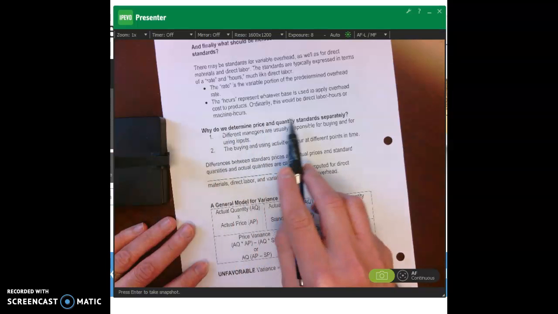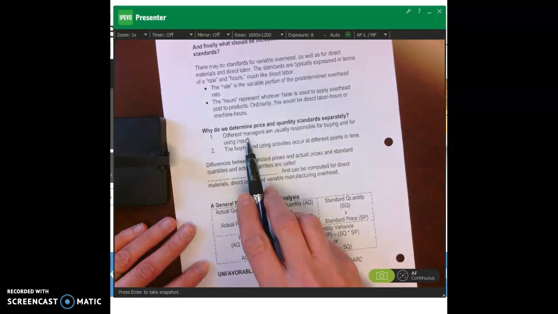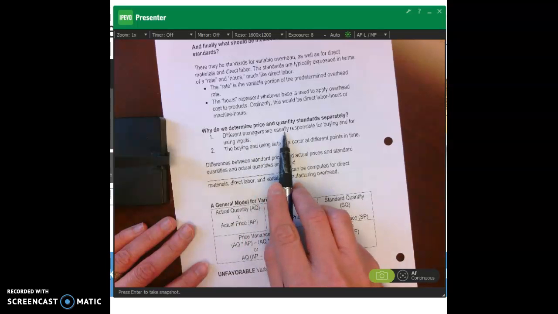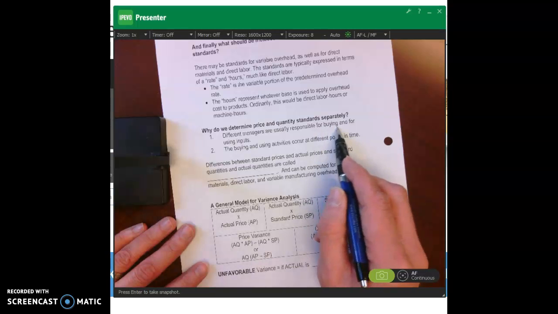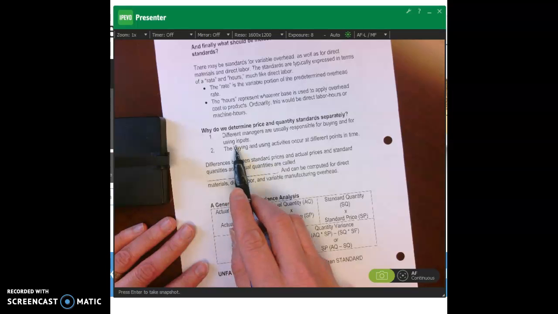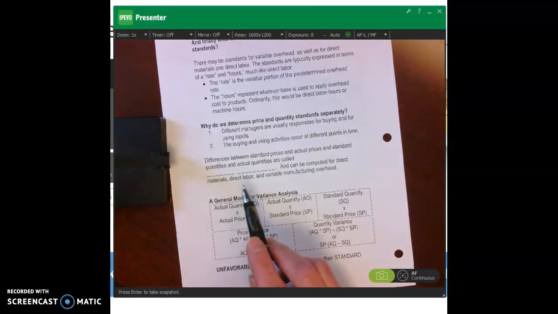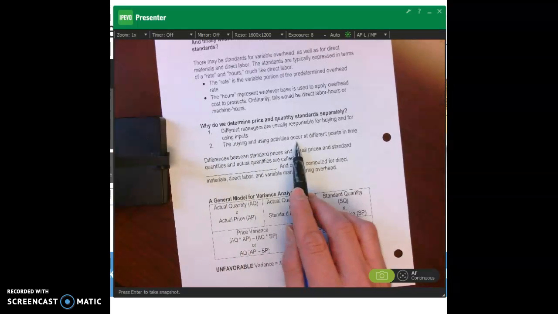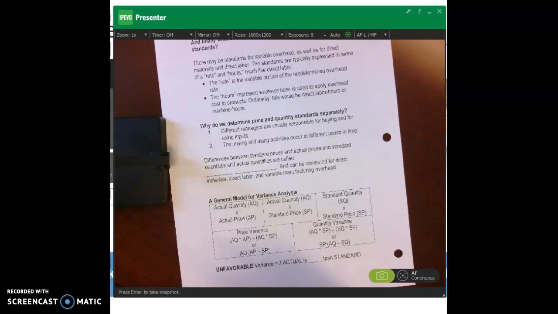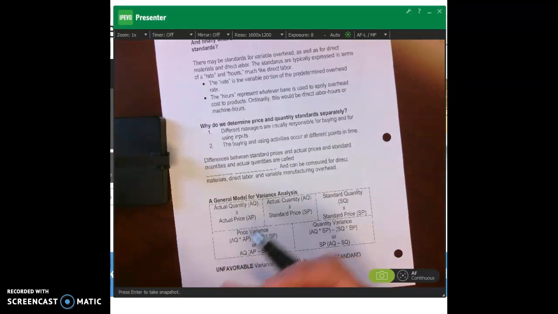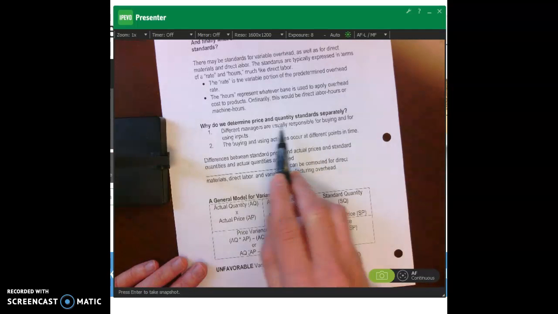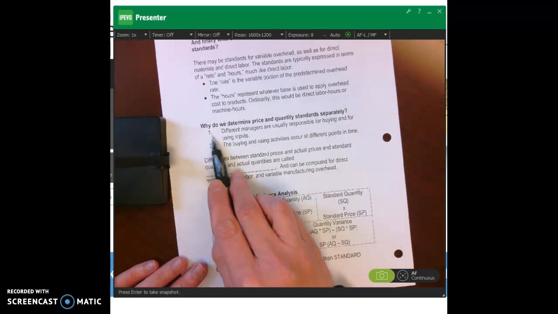Why do we determine price and quantity standards separately? It's because different managers could be responsible for buying and using the inputs. Who is typically responsible for buying the materials? The purchasing manager. Who would be responsible for appropriate use of our materials? The production supervisor. Also, the buying and using activities occur at different points in time. We'll buy the materials, and then maybe a month later, or a week later, however long it takes, we'll use the materials.